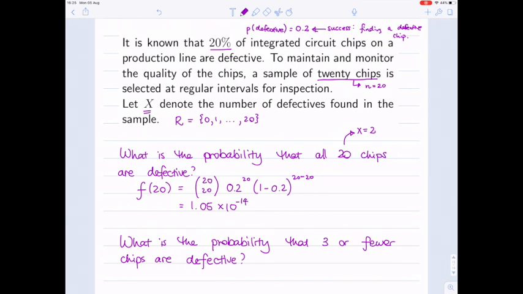Does this make sense? Well, it seems quite likely. Not that many of the integrated chips are defective, and it would be very unlikely that we'd get that all 20 of them were defective, and this is a very small probability.